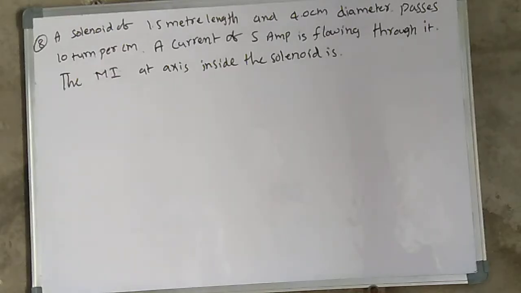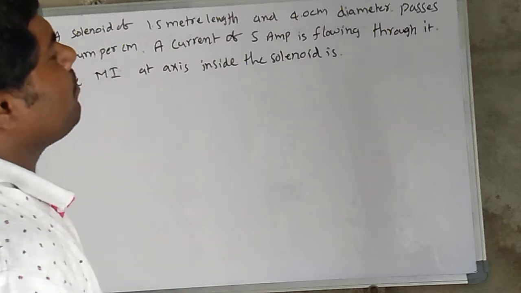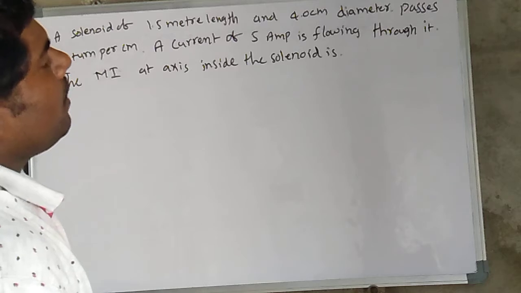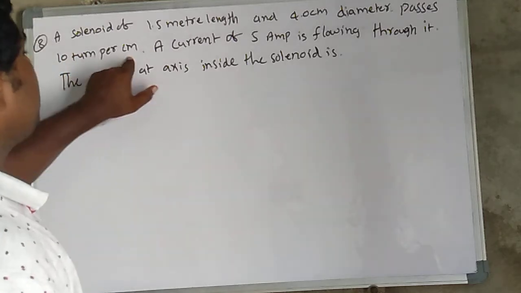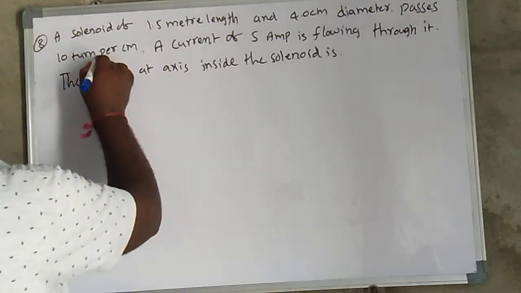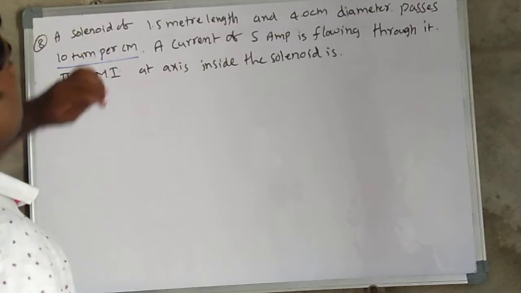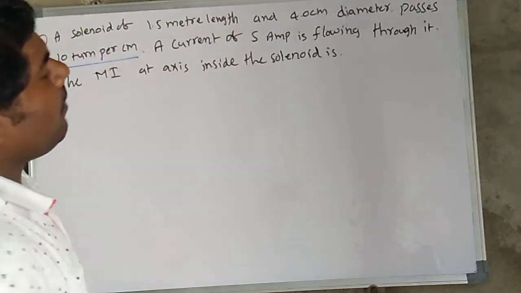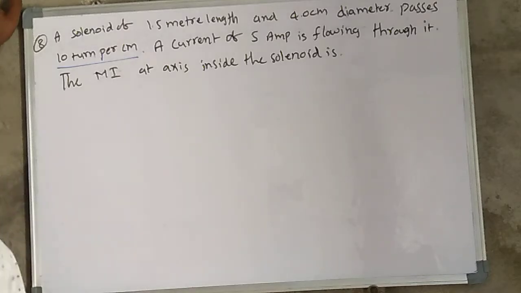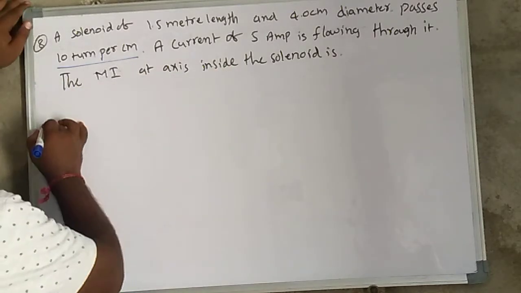Another important model: a solenoid of 1.5 meter length and 4.0 centimeter diameter has 10 turns per second, 10 turns per second. This point is very important: see here, 10 turns per second. A current of 5 ampere is flowing through it. The magnetic induction at the axis inside the solenoid, they are asking.